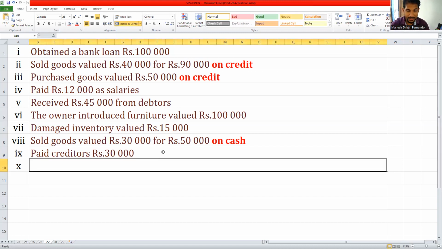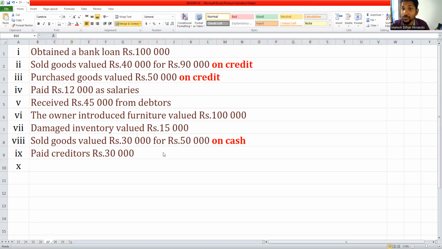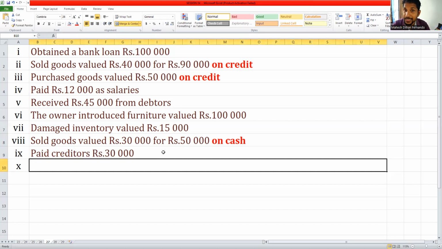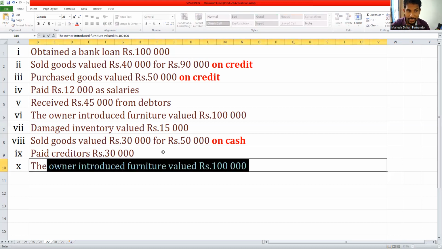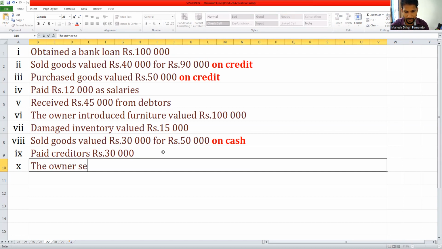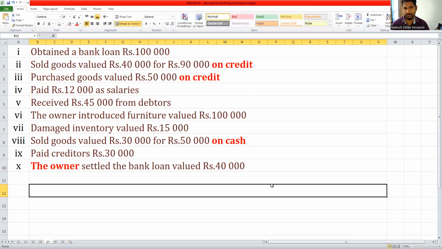Once again, the owner has involved. Why? It has increased the capital. You have to say the owner settled the bank loan valued rupees 40,000. Not the business. You can't say settle the bank loan with 40,000. You have to say who settled it. It was the owner. Because that has influenced the capital.